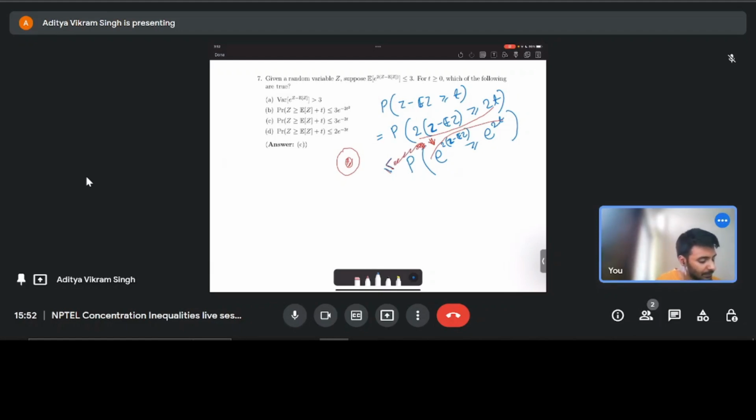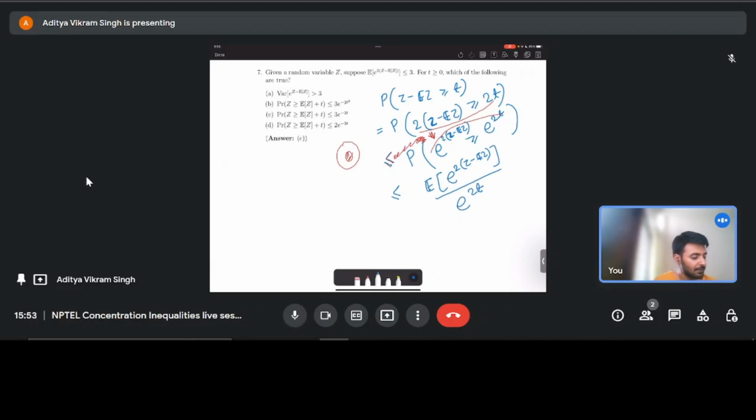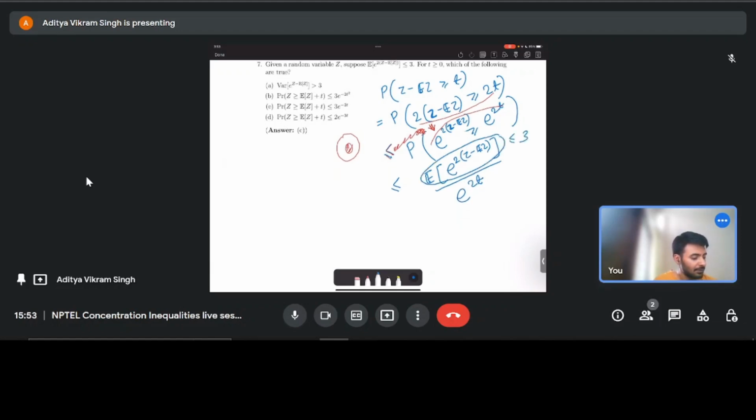So now what? Now we apply Markov inequality, which says that this is less than or equal to the expected value of e power 2(Z minus expected value of Z) divided by e power 2t, and we are given that this expected value is less than or equal to 3. So basically we have 3 e power minus 2t. The Chernoff method is very simple if you just fix a lambda and do it. All that complication of maximizing and minimizing comes because we want to choose the optimal lambda. We choose lambda depending on t to make this bound as tight as possible. But you can fix any lambda and derive some inequality.